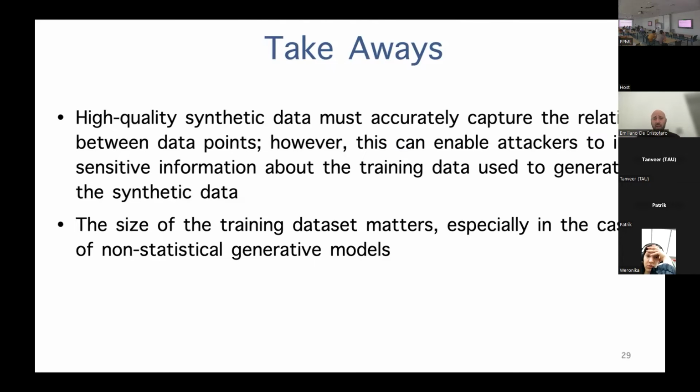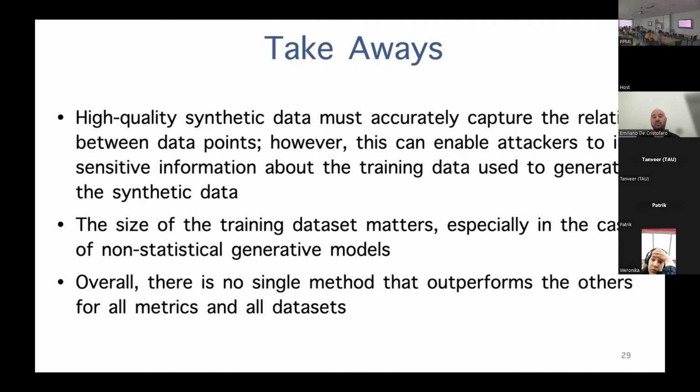And there are certain attributes that really matter. For instance, the size of the training data set matters a lot. If you have small data sets, you're more vulnerable to privacy attacks. Again, maybe not very surprising. But overall, there is no one method that outperforms the others for all metrics and all data sets. And like I said, it's very important to keep the task in mind.